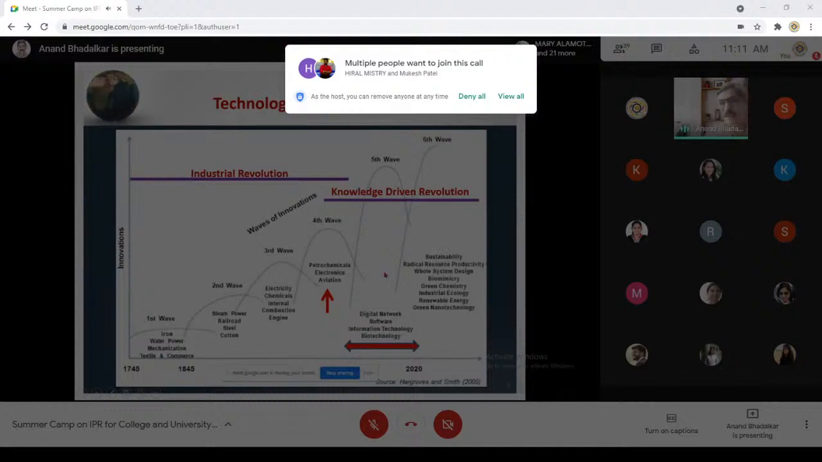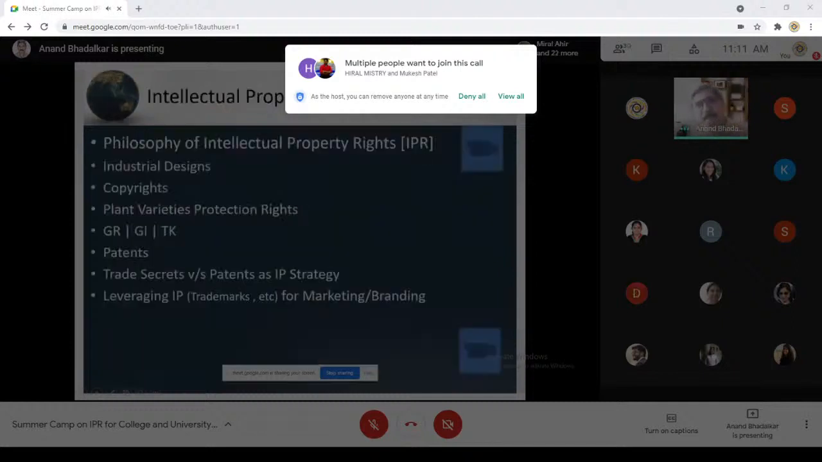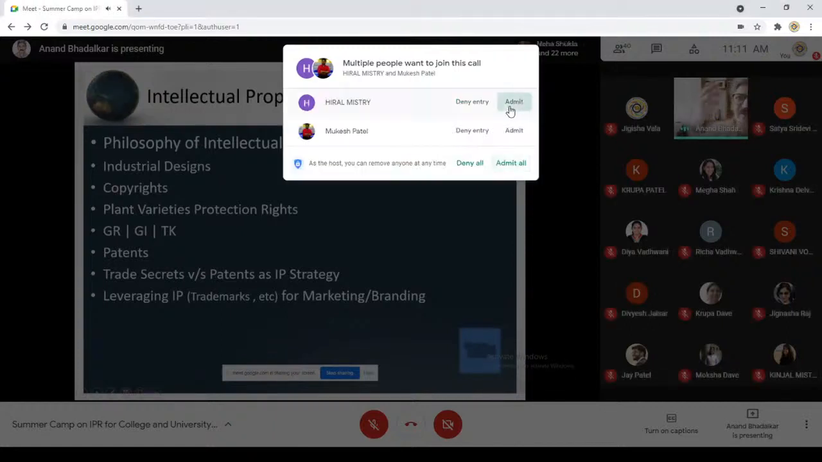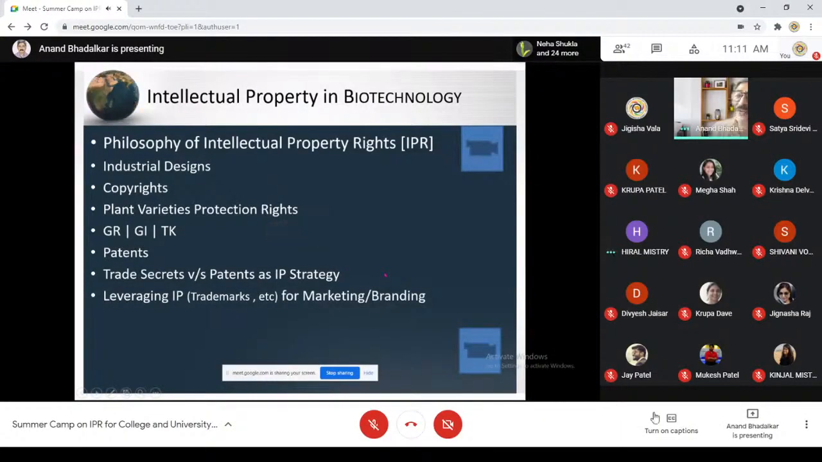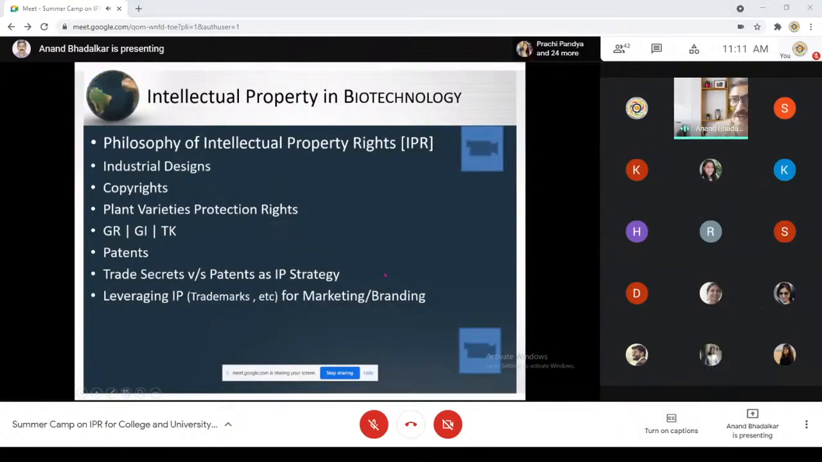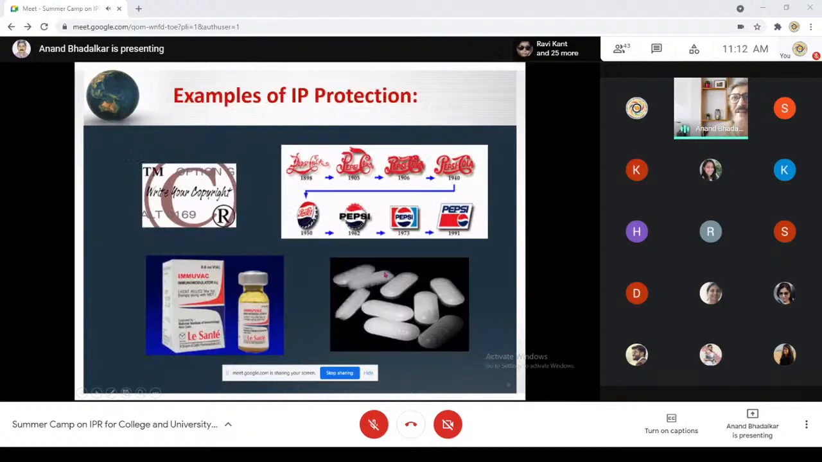Now what do I mean by that? Let me take you through something. So see, an innovator, and here are a large number of forms: it could be industrial designs, it could be copyrights, it could be plant varieties. GR is genetic resources, GI is geographical indications, TK is traditional knowledge. Patents, trade secrets, know-hows, and so on and so forth. So there are lots of them. But it is important that the innovator benefits out of it.